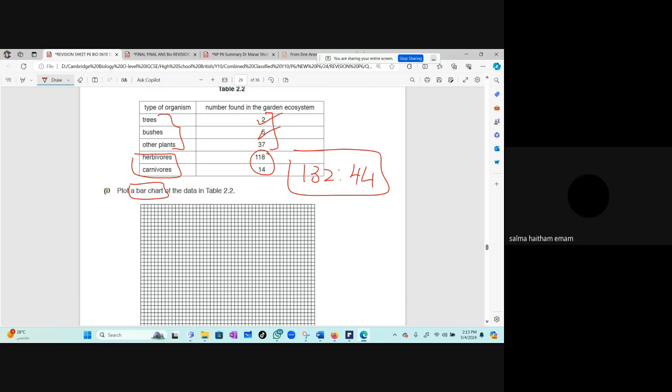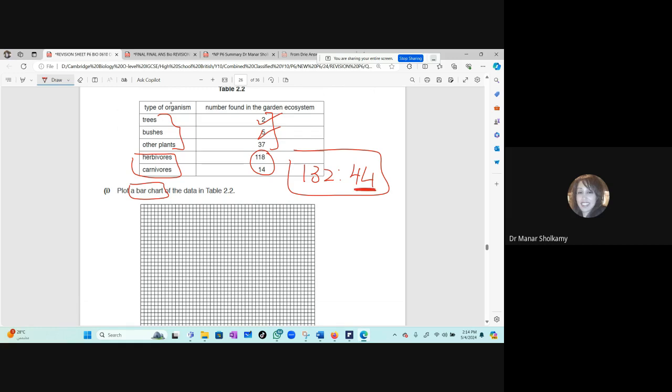Simplify. Okay, how do I simplify? What is a common factor? 2. You know, I'll give you a hint. Go to the smallest number in the ratio.